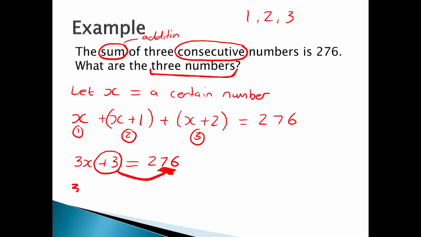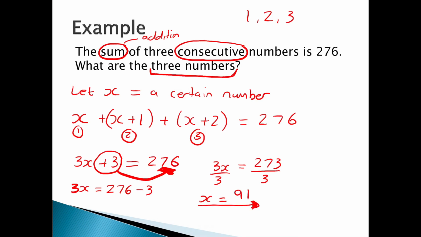So we're going to have 3x equal to 276, and plus 3 becomes negative 3 now. So we have 3x equal to 273. Now we want to divide by our coefficient of x, which in this case is 3. So we're going to get x equal to, you are more than welcome to use your calculators here, 91. So x is going to be equal to 91.